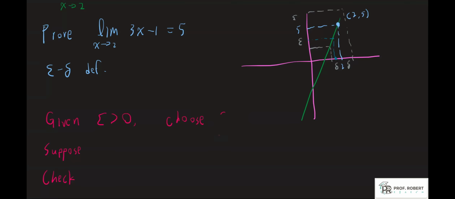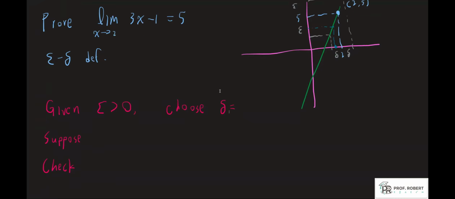And we want to choose delta to be something. Now, this something is very interesting. It's going to be the last thing that we plug in because this is going to determine the relationship between delta and epsilon. All right, suppose.